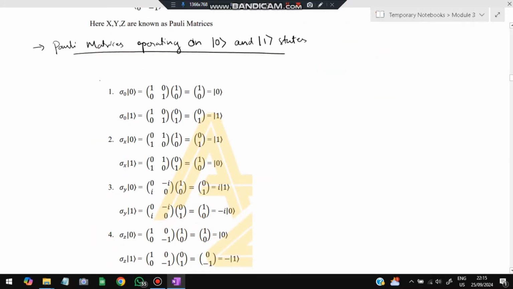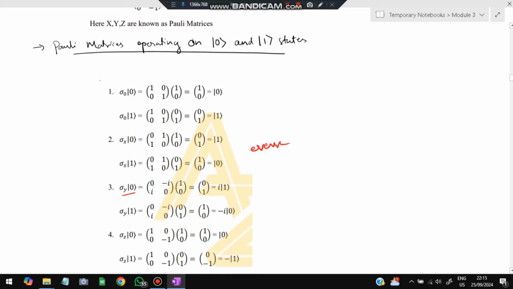So for the identity operator, 0 and 1 remain the same. For the X operator, this is the result. 0 will become 1 and 1 will become 0. It will reverse it. Okay, so the X operator is a reverse.